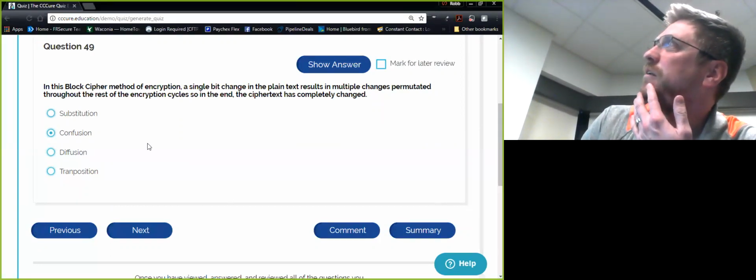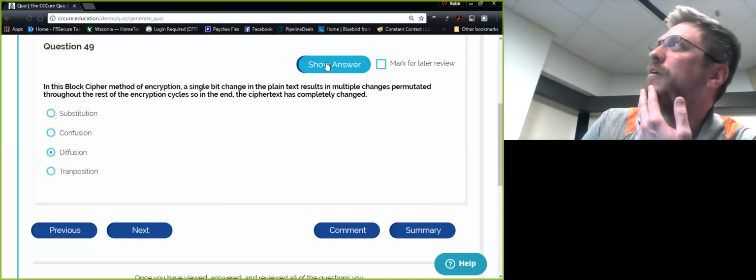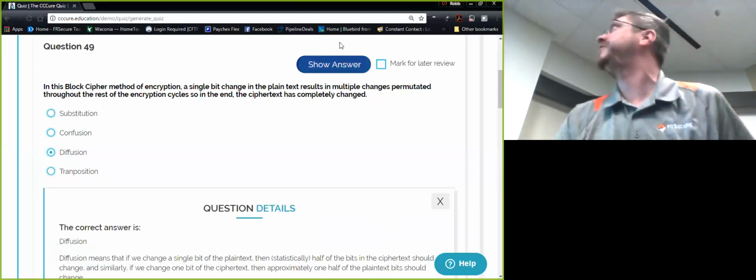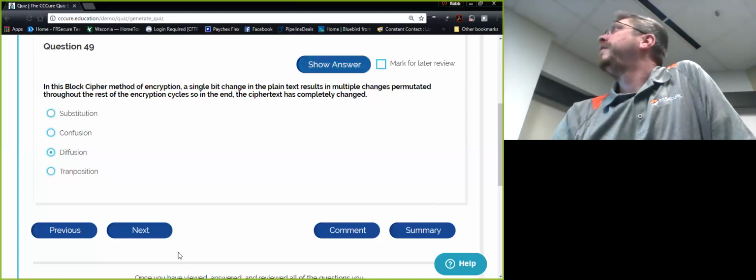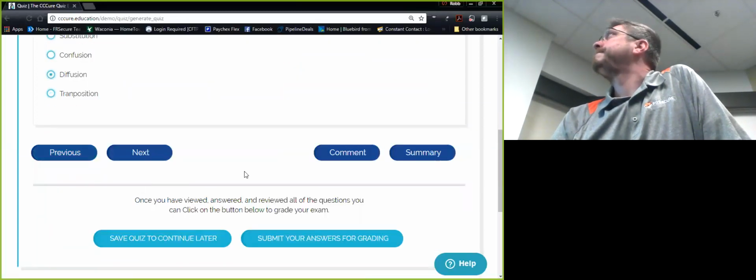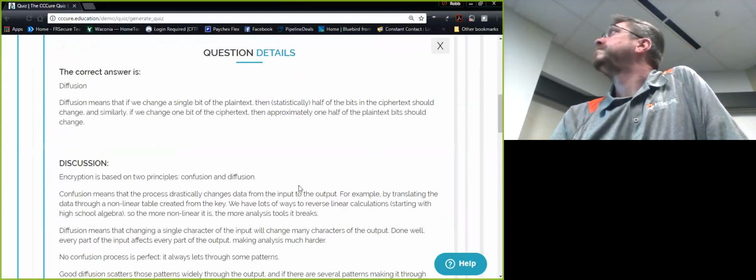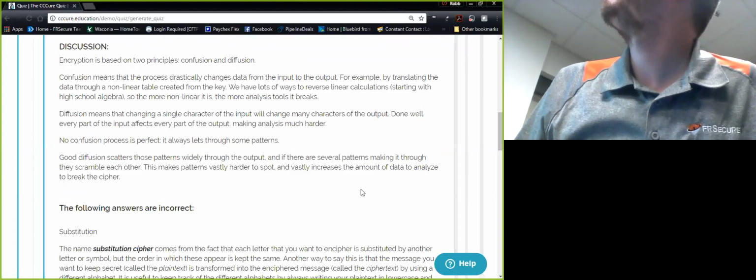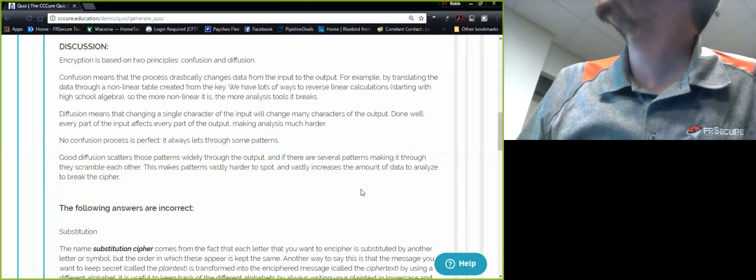No, it's diffusion because it's going to change it throughout all the cycles. Yeah, I'm gonna go with diffusion. And this is confusion, and I'm gonna blame you guys for talking me out of it. Would you show the answer and just show the explanation for confusion? Confusion, there it is. Process drastically changes data, input to output. All right.